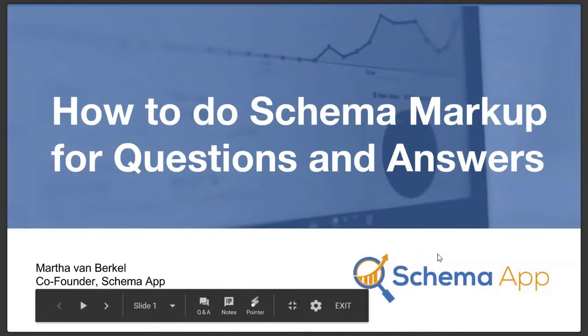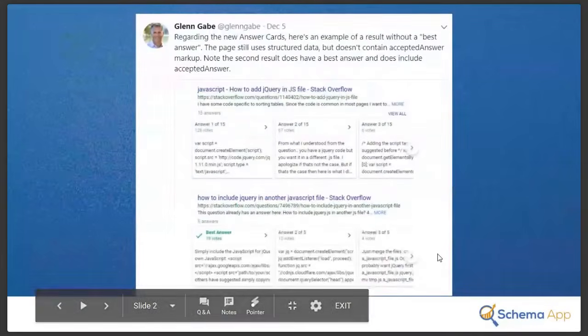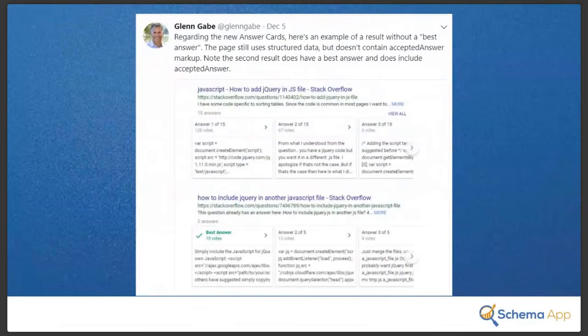So how do you do schema markup for questions and answers? Glenn Gabe on December 5th called out on Twitter that there are these new answer cards in search. You can see the example here where there are two answers and one has the best answer. This best answer is because the schema markup contains accepted answer markup.